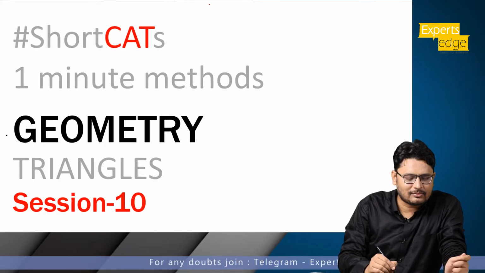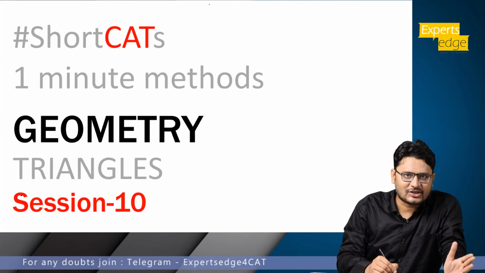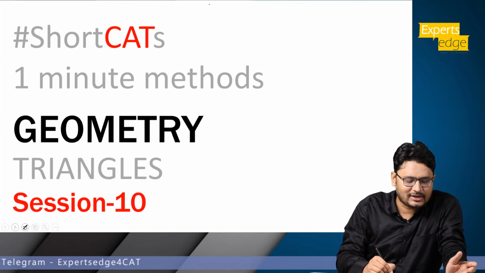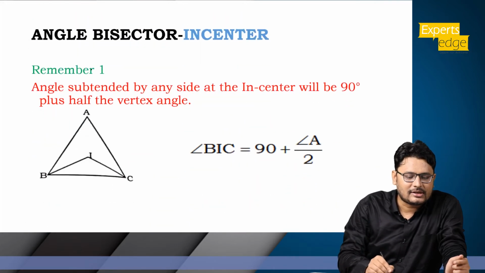So here we are with the ShortCAT series, that is 1 minute methods. The topic we are dealing with is geometry, and in that topic we are particularly dealing with triangles. So this is our session 10 on triangles only, right? I earlier said that triangle is very important. In the last class we did medians. In this we will be doing angle bisector, perpendicular bisector and altitude. So let's start with the first, angle bisector.